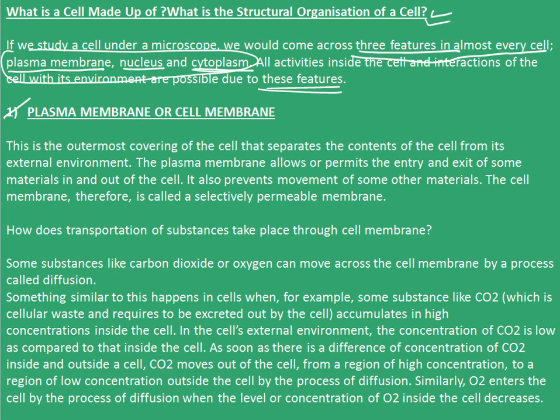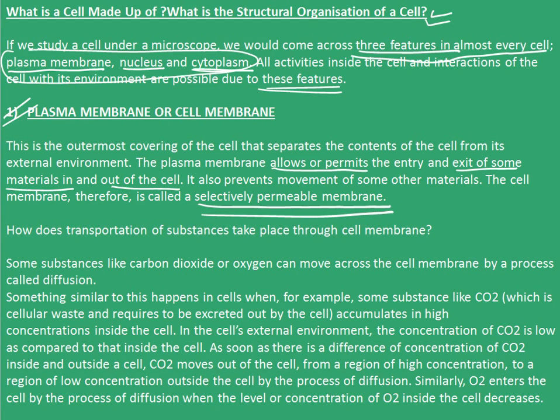The first one is the plasma membrane or the cell membrane. Plasma membrane is the outermost covering of the cell that separates the contents of the cell from its external environment. The plasma membrane allows or permits the entry and exit of some materials in and out of the cell. It also prevents movement of some other materials. The cell membrane, therefore, is called a selectively permeable membrane.